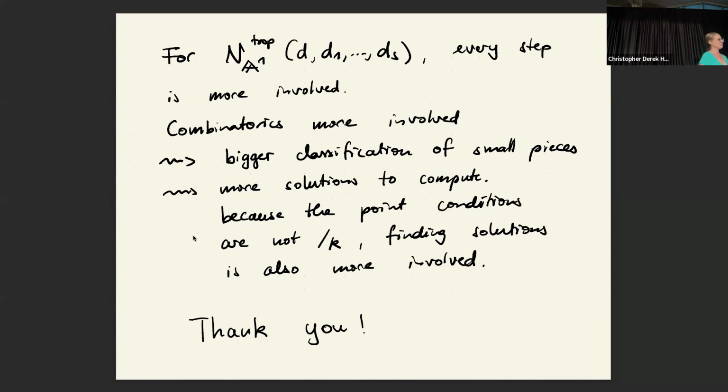Is there a version of Kontsevich's formula over other fields? I mean, not that I know of. I don't know. No, I don't think so. No, yeah. And the problem is precisely that, I believe.